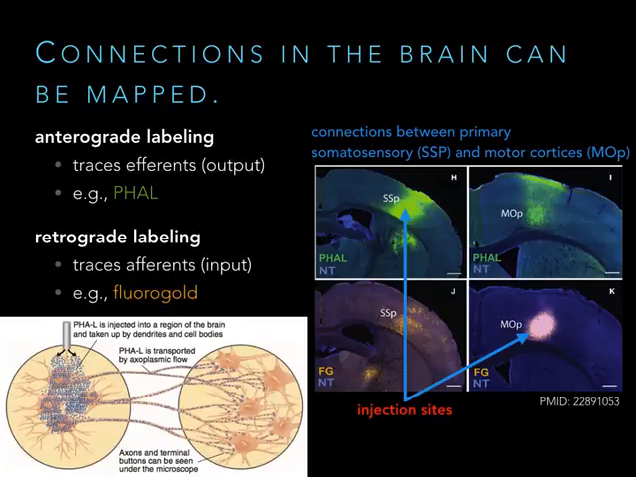So we'll start off with anterograde labeling. You can see on the bottom left of this slide, there's a little cartoon showing you how FAL works. FAL is this small molecule that's taken up into cell bodies and transported down the axons.